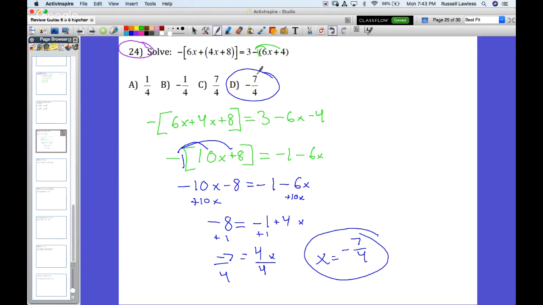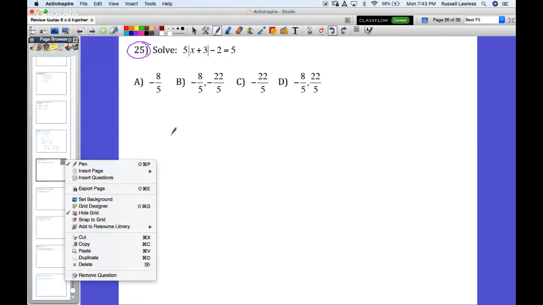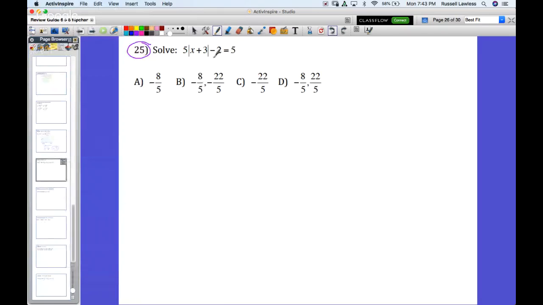Another thing that you could do is just plug and chug. So plug in answers for x until they work out. But again, some of these might not be multiple choice, and it'll be good to know how to do it without multiple choice. Next question we have is an absolute value equation. This has been a while, but what we have to do for these is essentially get the absolute value by itself.